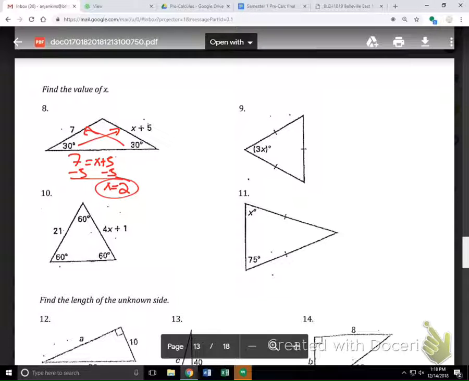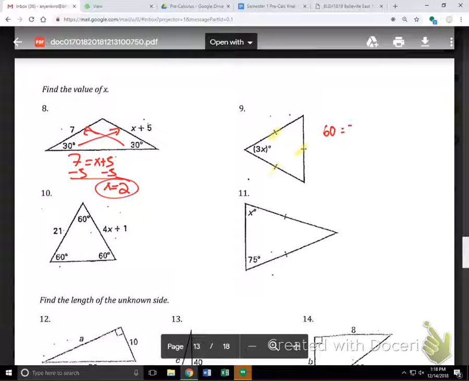Okay, our next one, we see we have all of these little tick marks, which tell me what? Equilateral. They're all congruent. It's an equilateral triangle. Actually, it's equiangular. And so equilateral triangles are equiangular. So what are the measures of an equiangular triangle? How much is each angle? 60, 60, 60. It's 60, yep.